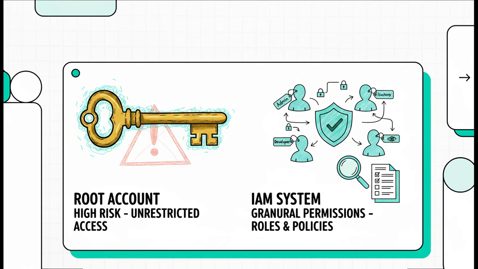All right, let's talk about one of the most important services in all of AWS, Identity and Access Management, or IAM for short. Seriously, if you think of your cloud as a high-security building, IAM is the guard at the front door, the keycard system, and the security cameras all rolled into one. Getting this right is, well, it's not optional.